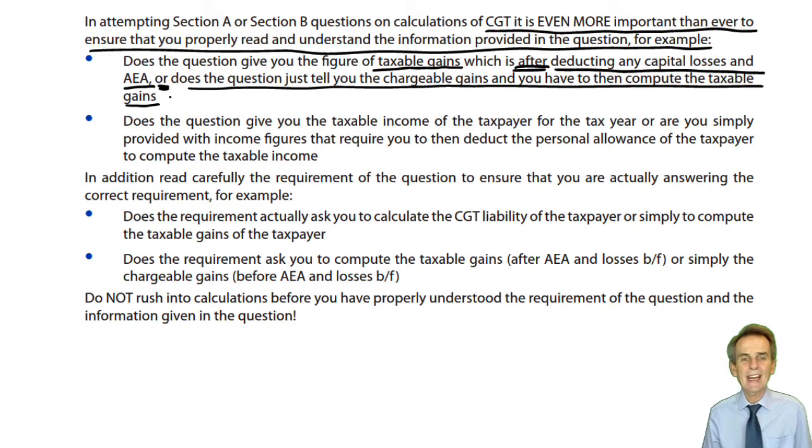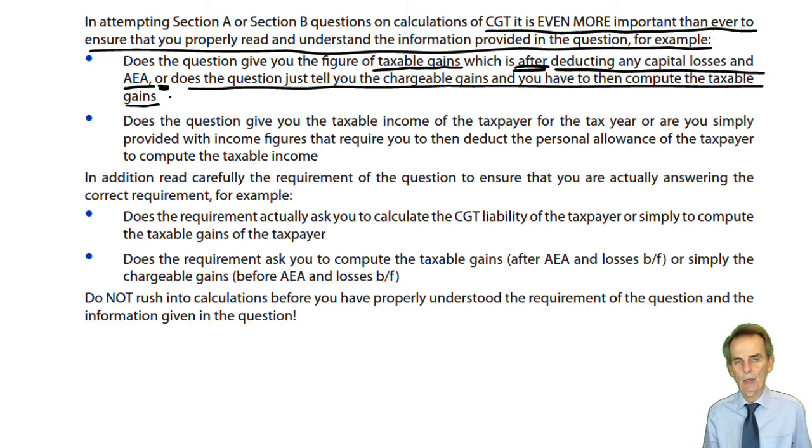They might give you the net gains of the year. Those net gains, gains less losses, will be before deducting any AEA. You have to deduct the AEA away from the net gains to be able to establish taxable gains.